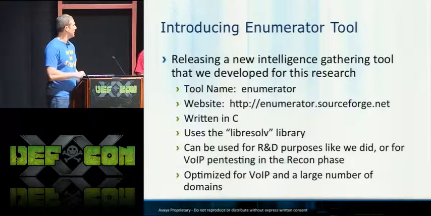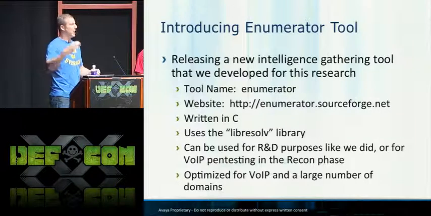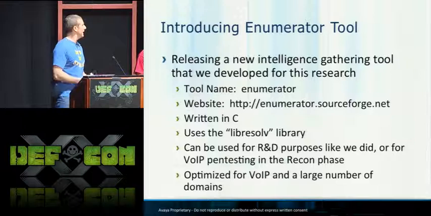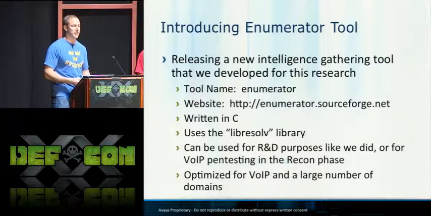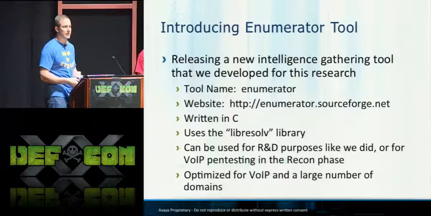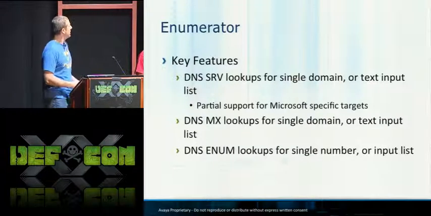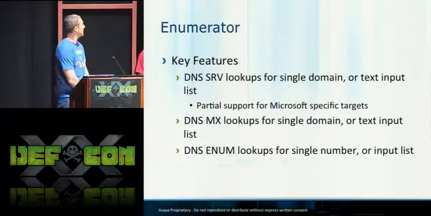What is Enumerator? It's written in C. I'm the author. Carl, the other guy that's not here, helped out with it. It can be used for R&D purposes like we did. It can also be used for VoIP pen testing in the recon phase. We wrote some special features that can look for organizations for the existence of SIP services. It's optimized for VoIP. The DNS SRV lookups can be for a single domain or for a text input list.